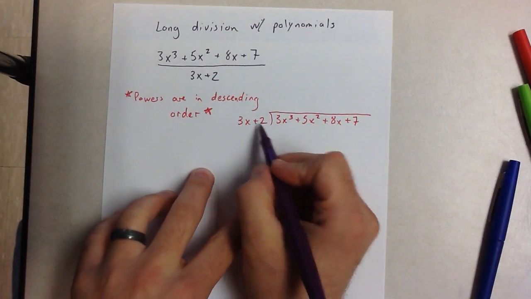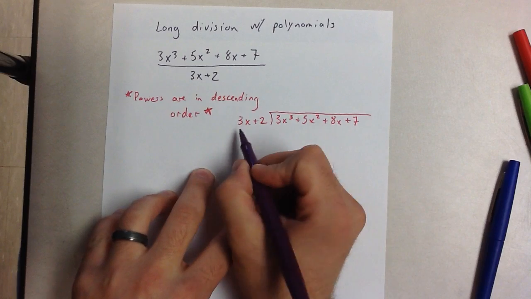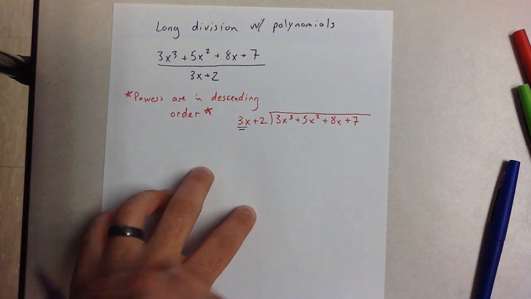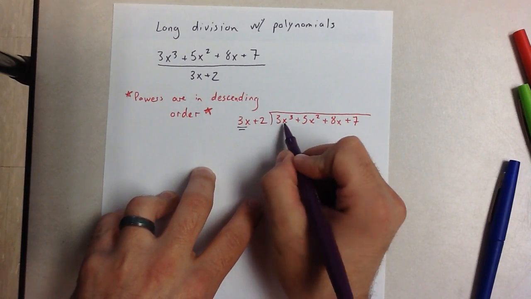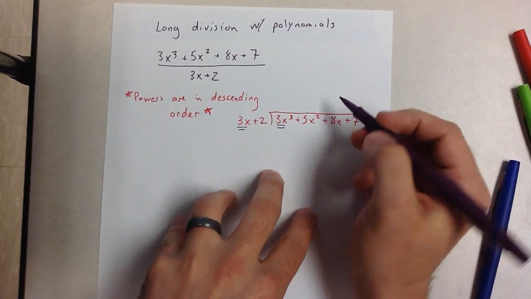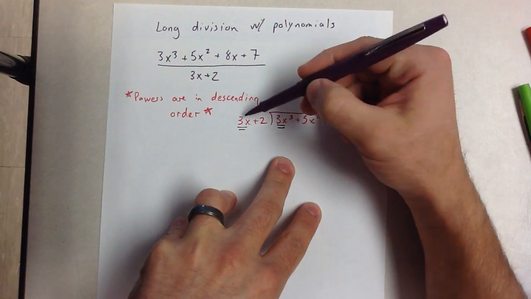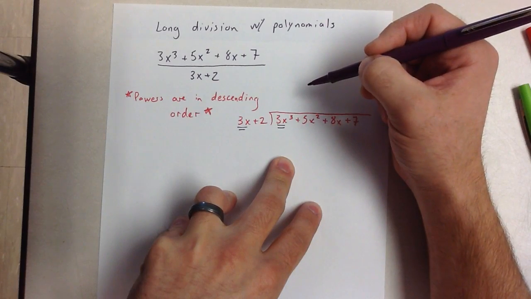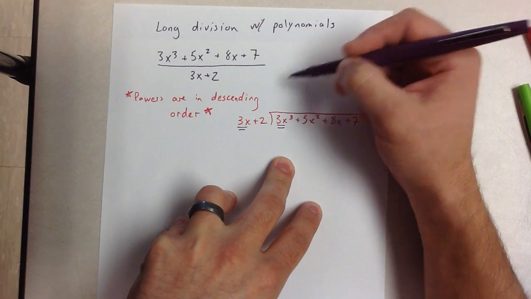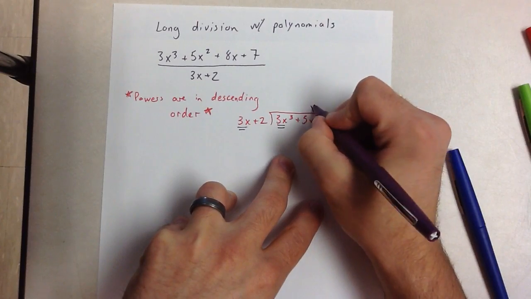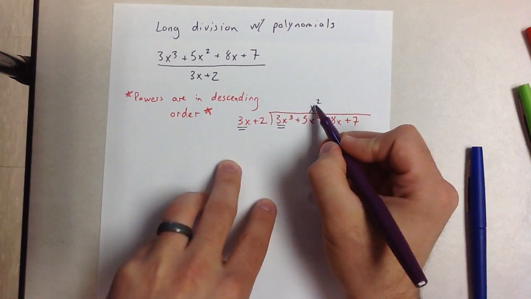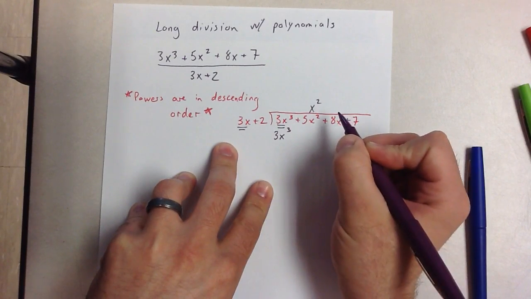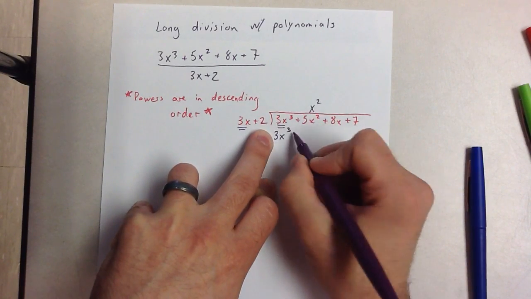So we have all of this. You only need to focus on the leading term in your divisor and the leading term in your dividend. And what we have to think is, what do I have to multiply 3x by to have 3x cubed? So you would think we have to multiply that by x squared. So we do that. We multiply by x squared. We get 3x cubed and then 2x squared.